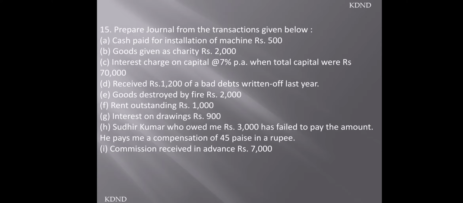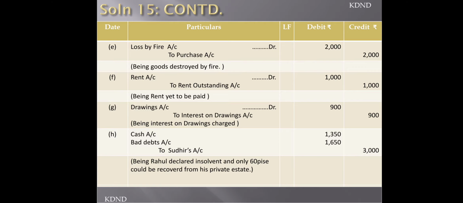Now comes rent outstanding rupees 1000. When you are paying your rent, you have a normal journal entry like rent account debit to cash. Now instead of cash, we are not yet paying our rent, so it is termed as outstanding. Outstanding means the amount which is yet not paid. So when it is yet not paid, it is a liability increase for us, and when liability increases, we have to credit. So rent account debit to rent outstanding, being rent yet to be paid.